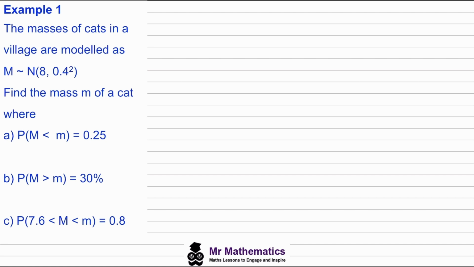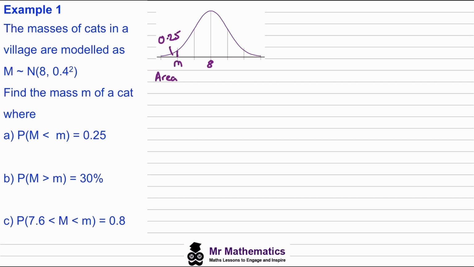So with questions like this, the first thing we should do is to sketch this on a normal distribution curve. So we know that the curve is symmetrical about the average 8, and we've been told that the probability of being less than the observed value is 0.25. So this means we're looking at a region around here, where this probability is 0.25. What we want to work out is the value of m along this continuous scale. So what we know is that the area under the curve is 0.25.